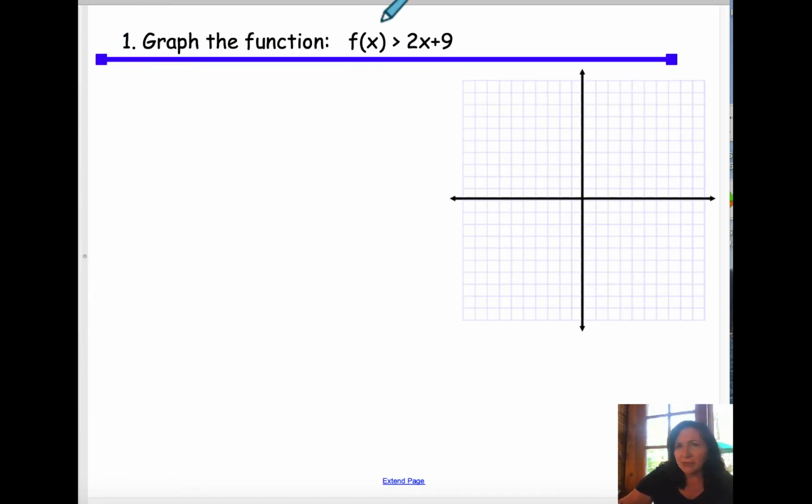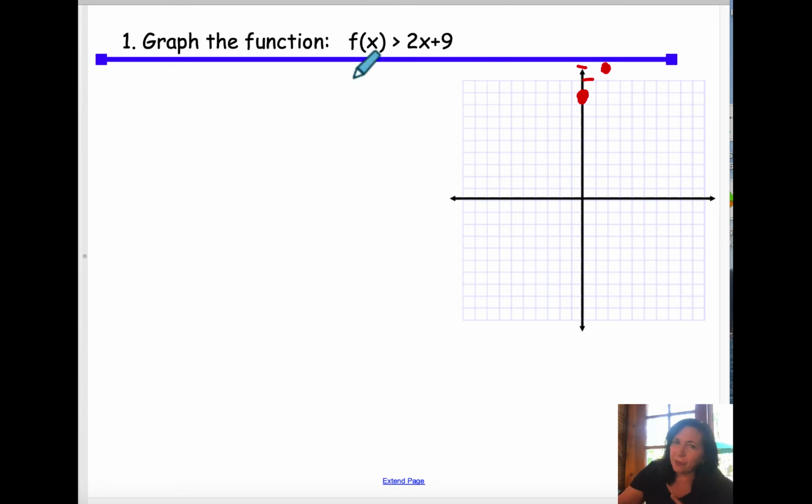Graphing the function, this is y is greater than 2x plus 9. In this case, we know that 9 is my y-intercept, so I'm going to put a point there. I know my slope goes up 2 and then over 1.